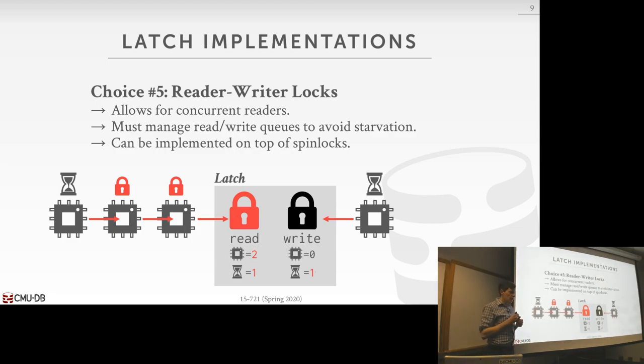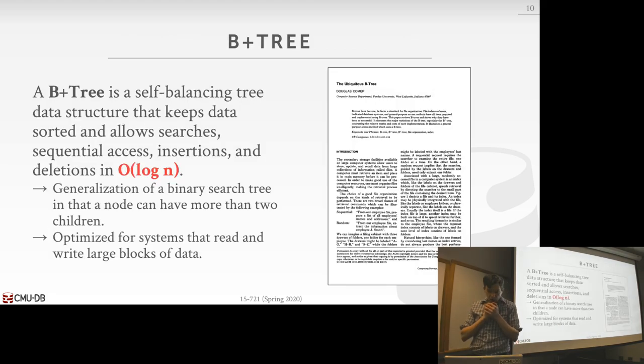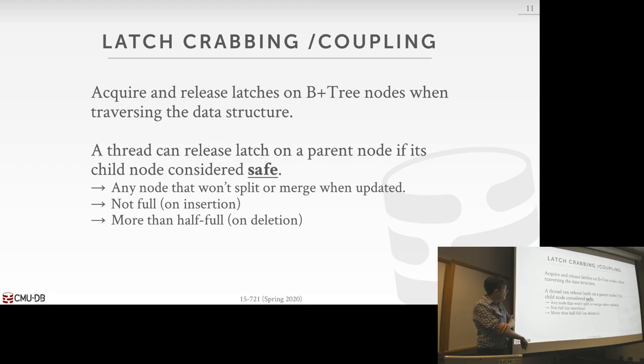Okay, all right. Now I want to briefly talk about how to do latch crabbing and coupling in a B+ tree. In the intro class, we described what a B+ tree is. It's the same thing in an in-memory database. We have key-value arrays in our nodes, and only the leaf nodes contain the actual pointers to tuples. Everything above that are just guideposts. Why do we want to use a B+ tree? It's the same reason we want to use a BW tree or any other order-preserving data structure: we can do lookups in log n. We discussed latch crabbing and coupling last semester, but I want to go over it in more detail now that we understand how we could implement latches.